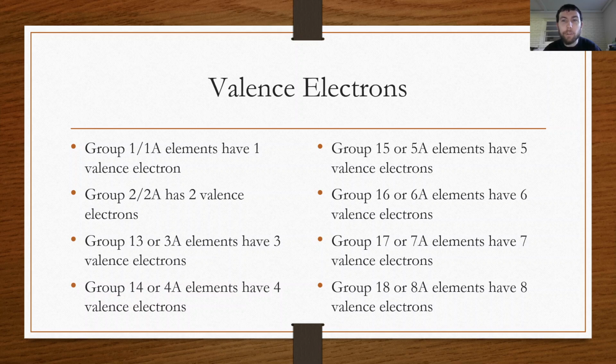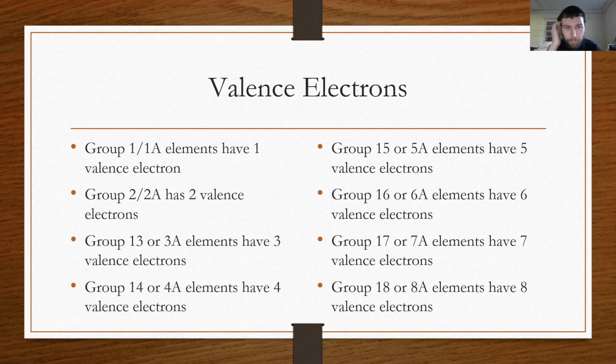Group 16 or 6A elements have 6 valence electrons. Group 17 or 7A elements have 7 valence electrons. And group 18 or 8A elements have 8 valence electrons. And so again, we see from this particular information that as we go from the left side of the periodic table all the way to the right-hand side of the periodic table to the noble gases, the number of valence electrons is increasing by 1.